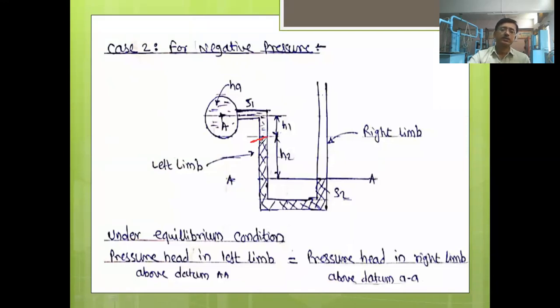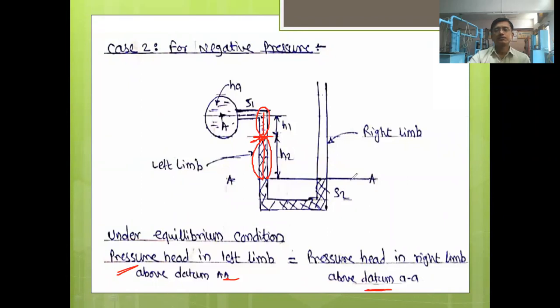Okay, under equilibrium condition it has raised up to this point. Now you can see there are two columns of liquids in the left limb. One column is because of the liquid present in the pipe, and another column is because of the manometric liquid. Now under equilibrium condition, again the same condition we have to use. Pressure head in the left limb above the datum AA must be equal to the pressure head in the right limb above the datum.